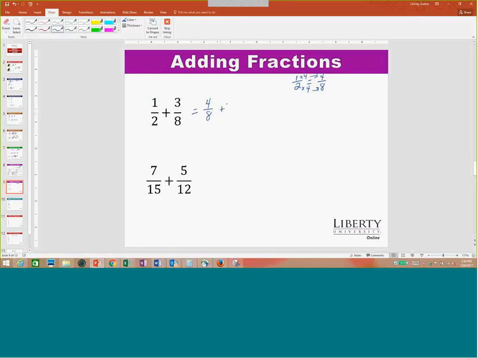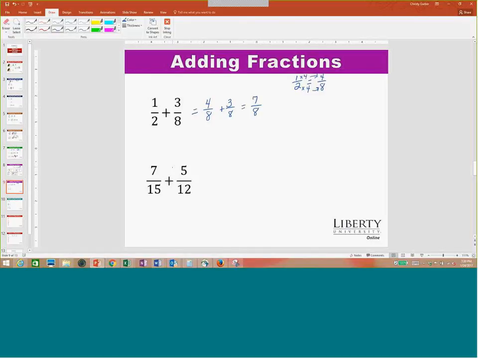Now we have a common denominator. We have 4/8, and we want to add 3 more 8s. Think about that rectangle divided up into 8 equal parts. You've got 4 shaded, and then 3 more. What part of that box is shaded is 4 plus 3, or 7/8.